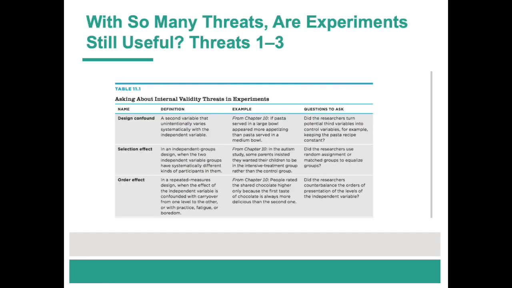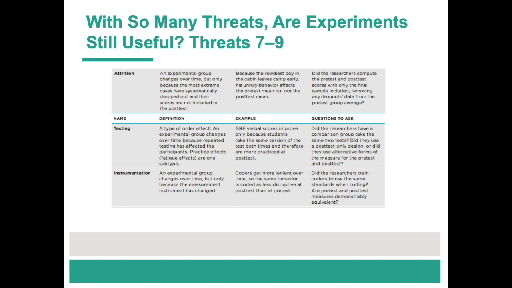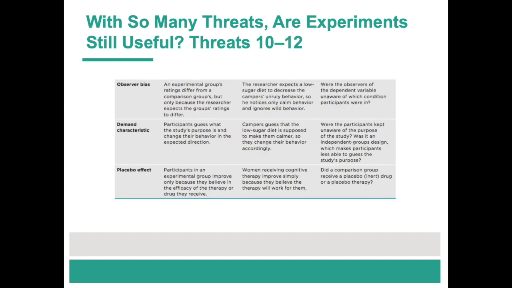So with so many threats, are experiments still useful? We're looking at a number of these threats here, here, here, and here. On the slides, you can look through all those. Overall, experiments are still the gold standard. There are potential problems. However, a lot of them have solutions. There's things we can do to make these essentially go away, or at least be able to measure them. So just because there are threats to validity, it doesn't mean that experiments are not useful.